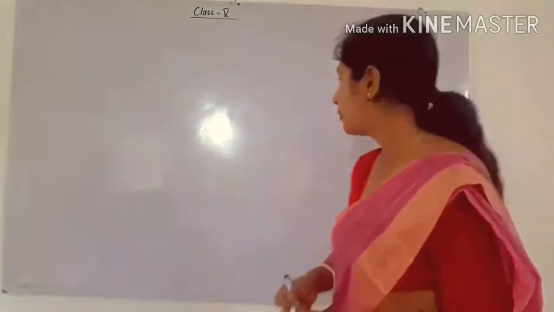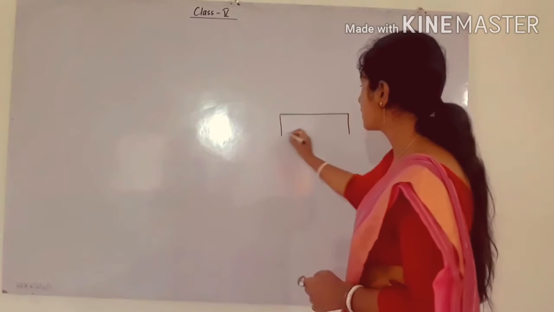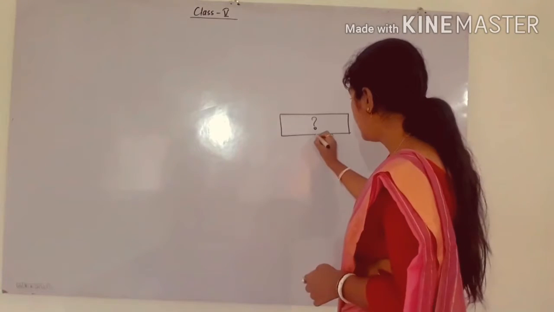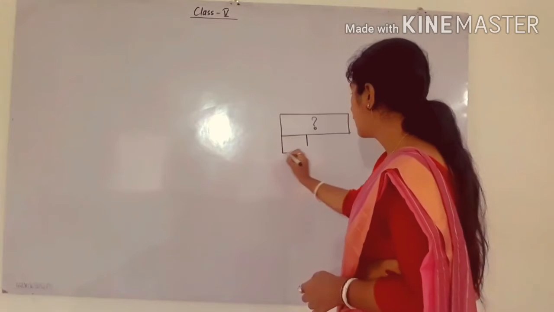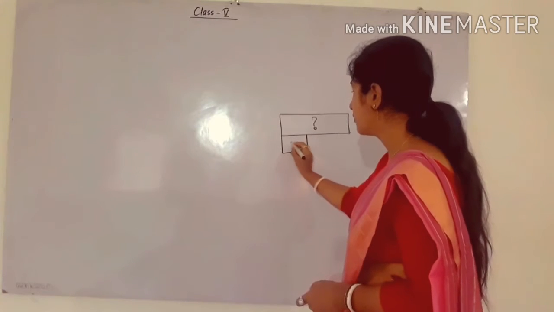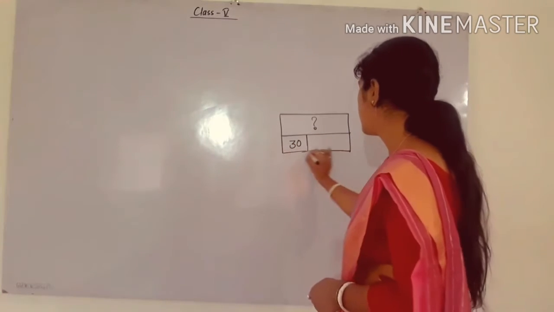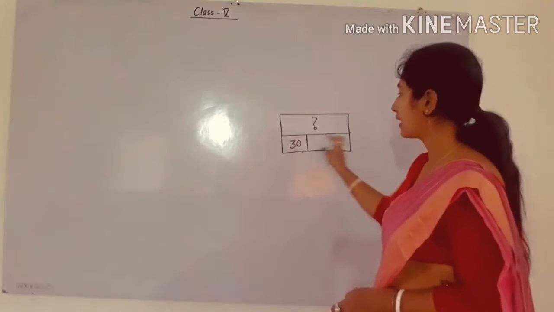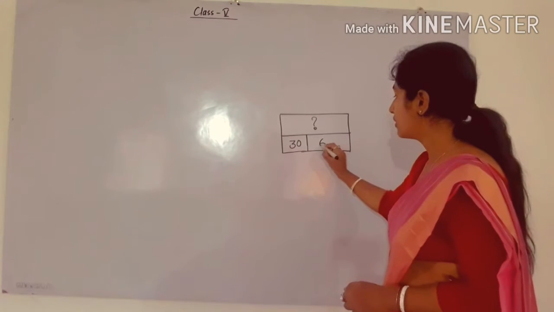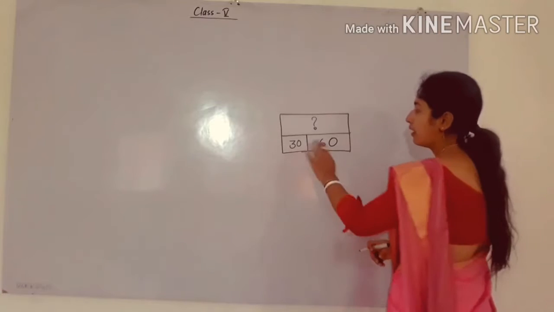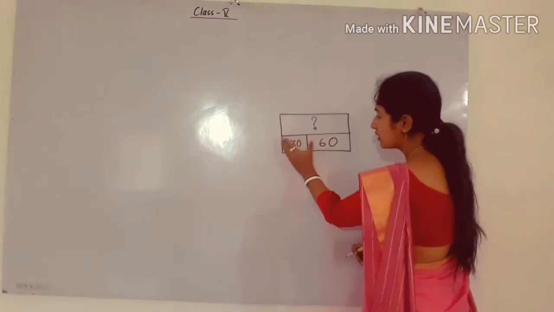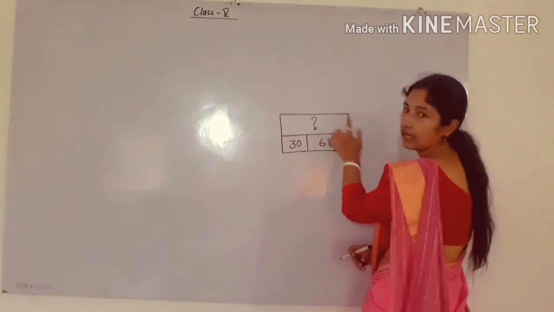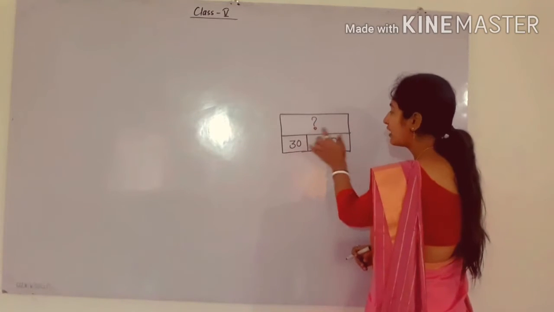For example, suppose I am drawing one rectangle, and we don't know the value of this rectangle. There is another rectangle below it, and we know the value of this. Suppose the value of this is 30 and we have the second rectangle, again the smaller one, the two rectangles which are smaller than the big rectangle. Suppose this value is equal to 60. As you see 30 and 60, the two rectangles, if we add the two rectangles, we will get the bigger rectangle.